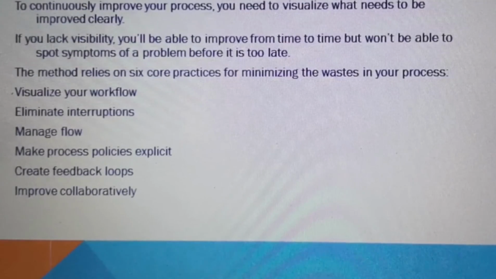So, you will be able to improve from time to time but won't be able to spot symptoms of a problem if you lack the visibility of the process. So, the method relies on 6 core practices for minimizing waste in your process. So, visualize your workflow, eliminate interruptions, manage the flow, make process policies explicit, create feedback loops, and improve collaboratively.